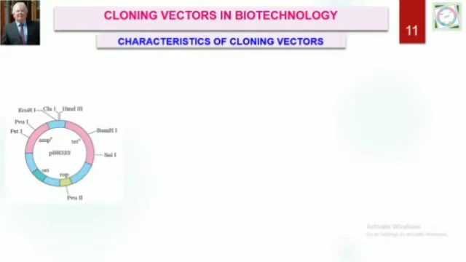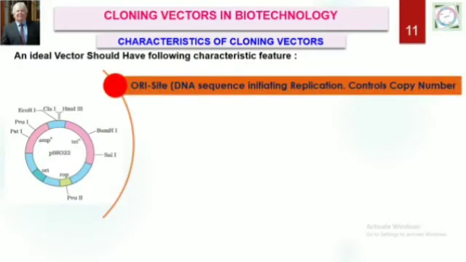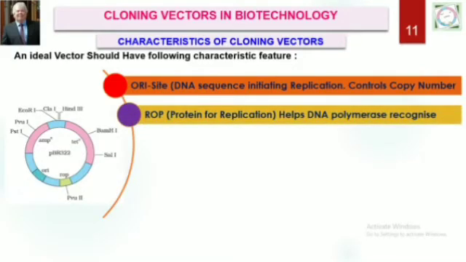Now let us talk about characteristics of a cloning vector. You can find there are certain numbers, certain names given. We have already dealt with nomenclature of restriction enzymes, so we can easily find out these names are nothing but site where these restriction enzyme can cleave. Let us find out what are the characteristics that we need to have. An ideal vector should have, number one, ORI, origin of replication site. This is one site which controls the copy number and also ensures that whatever sequence is inserted, it also gets replicated. It should have replication protein synthesizing gene, which helps the DNA polymerase to recognize and start the replication process.